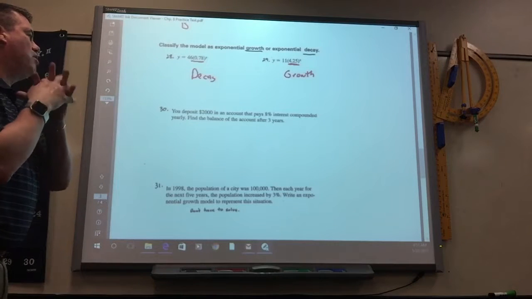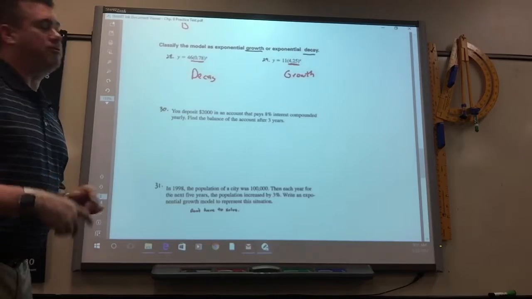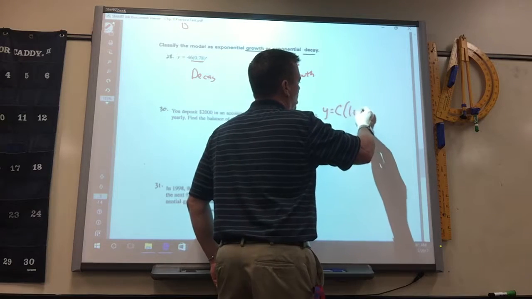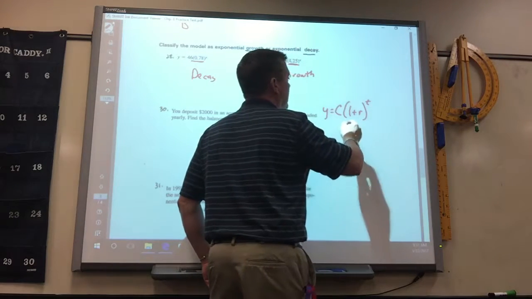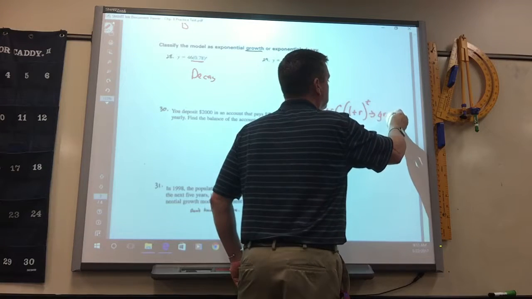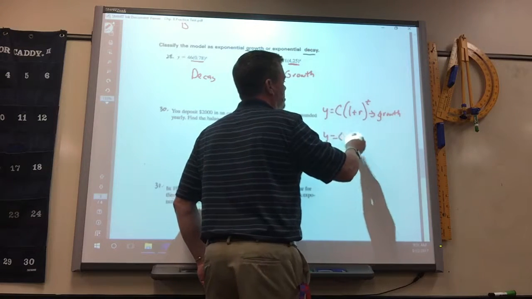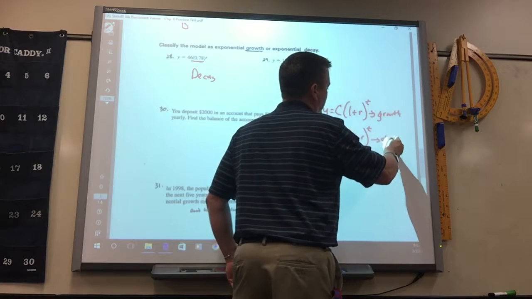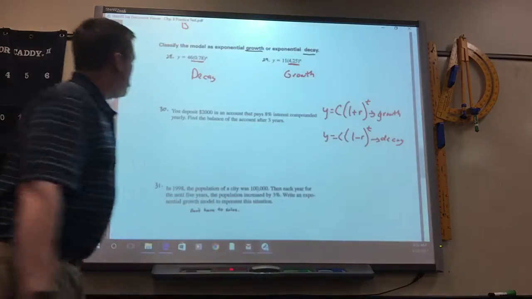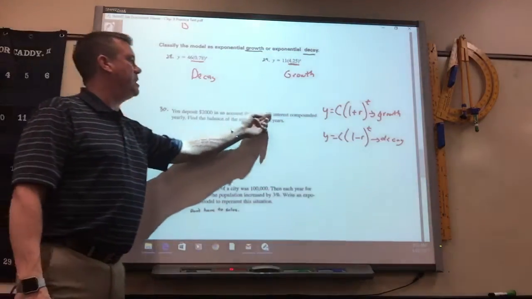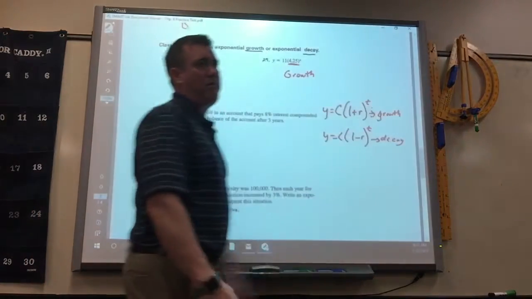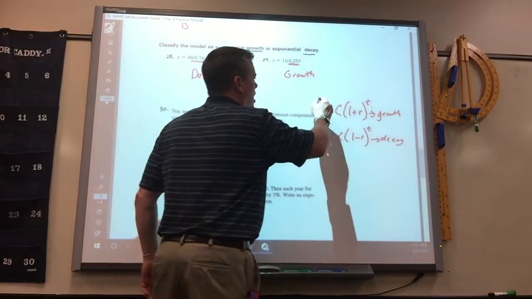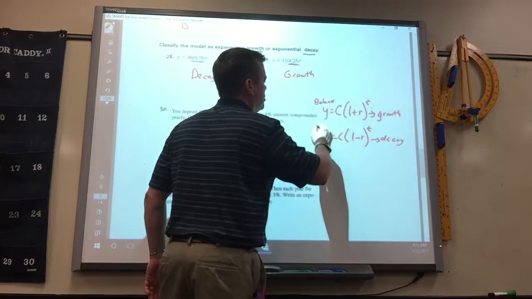All right, so for these next ones now, you gotta use the formulas. Y equals the initial amount times 1 plus the rate to the time, if it's a growth. Or Y equals the initial amount times 1 minus the rate raised to the time, if it's a decay. So, you deposit an account that pays interest, which means it's gonna be a growth. So you just gotta plug the numbers in. Remember, the balance, Y, gives you the total amount.